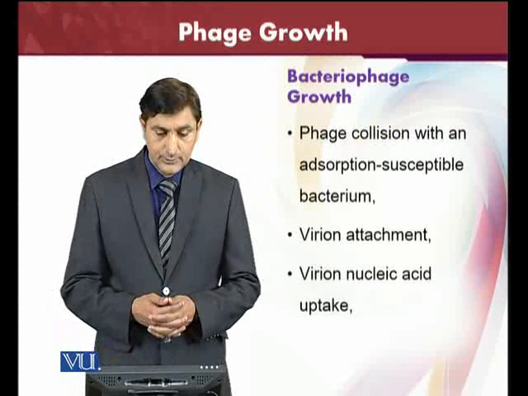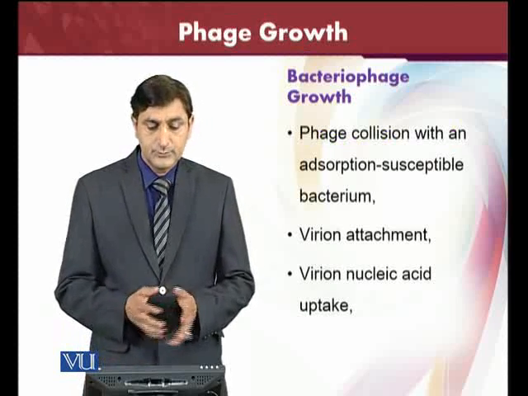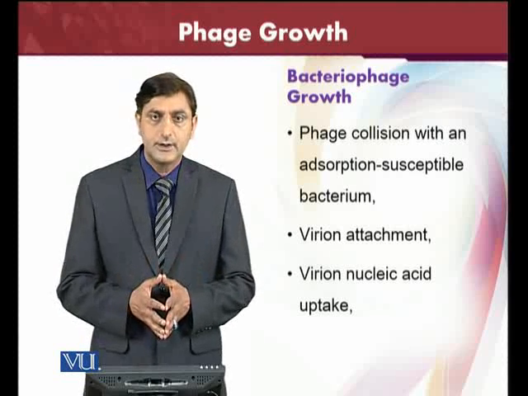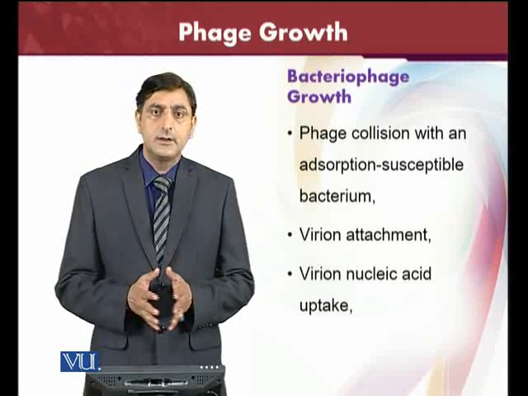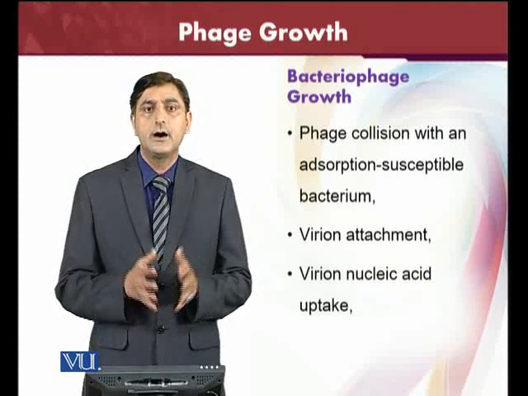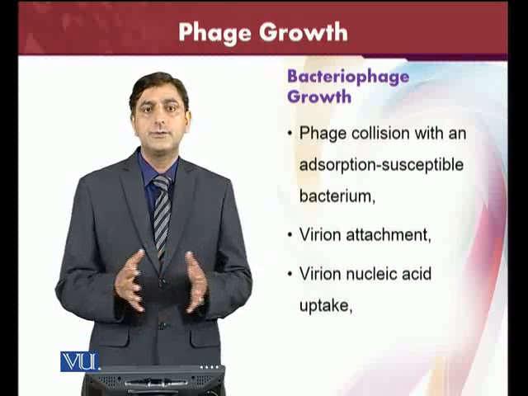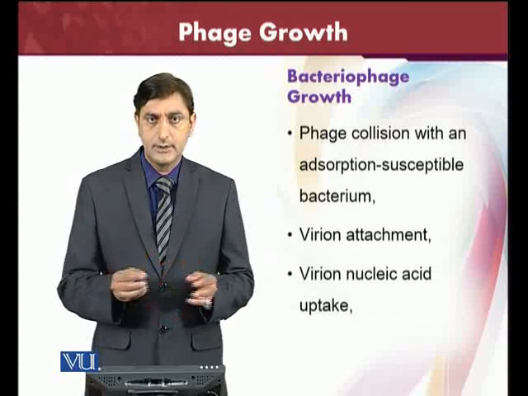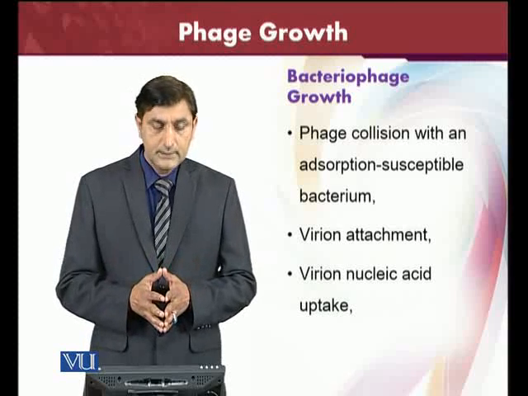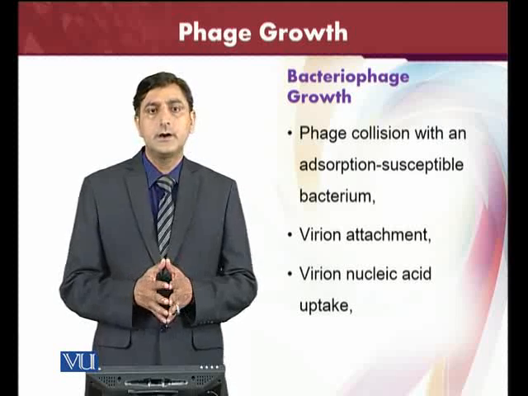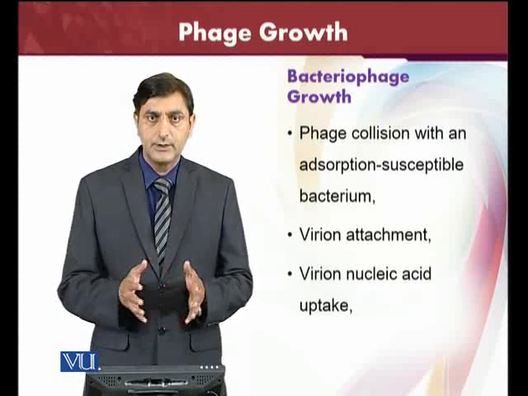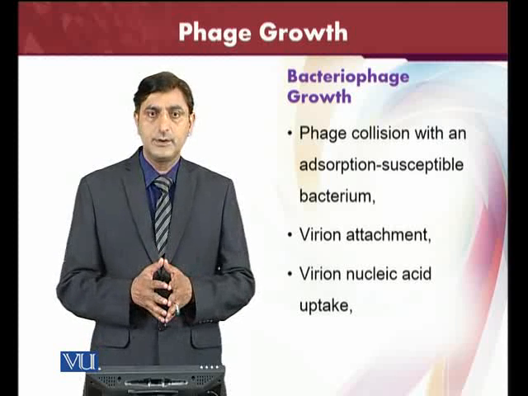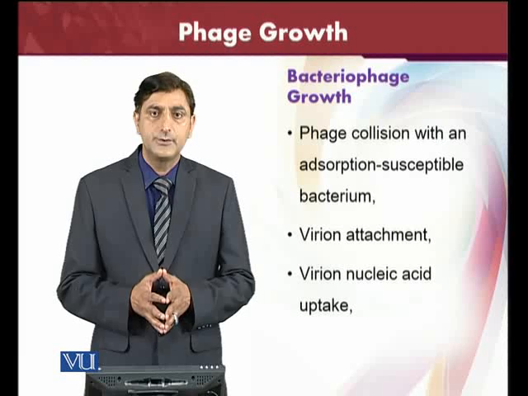The bacteriophage growth. First of all, the phage collides with and is adsorbed to a susceptible bacterium. Of course, just like we already studied, these are the viruses of the bacteria, so they need a bacterium or prokaryote in which they can multiply. First of all, they will collide and come in contact with some of the bacteria. Then the virion will attach to the cell wall of the bacteria, and the virion nucleic acid will go inside the bacteria.